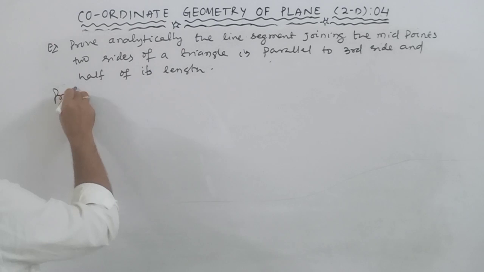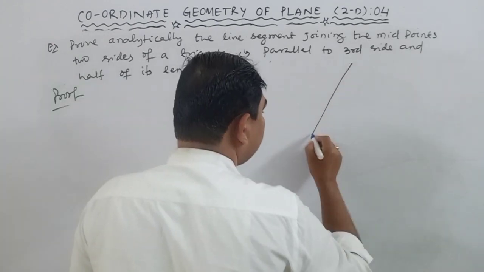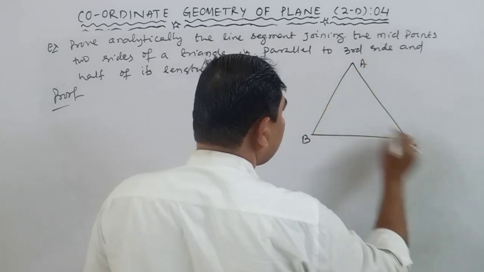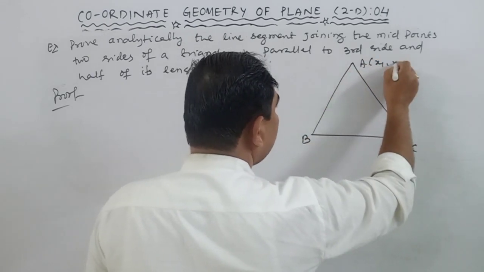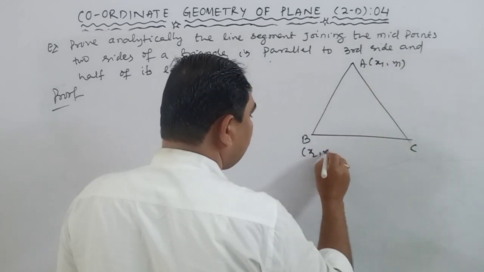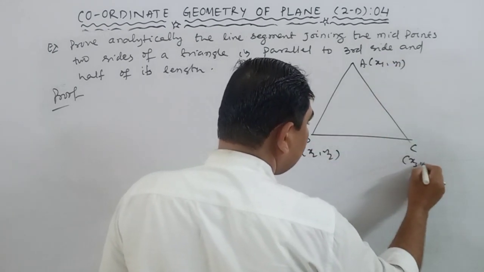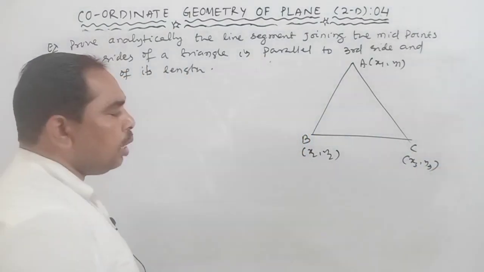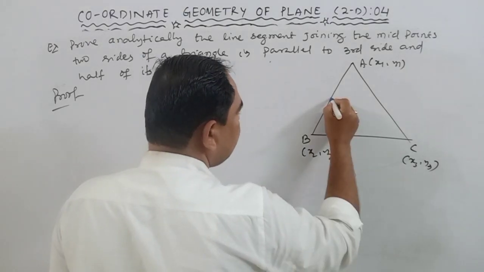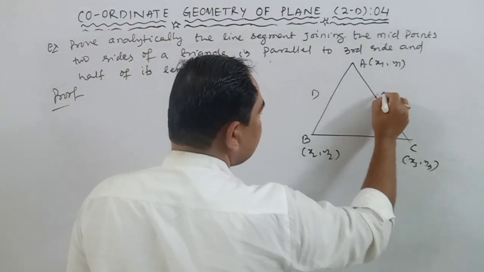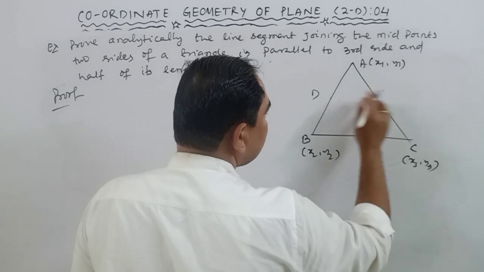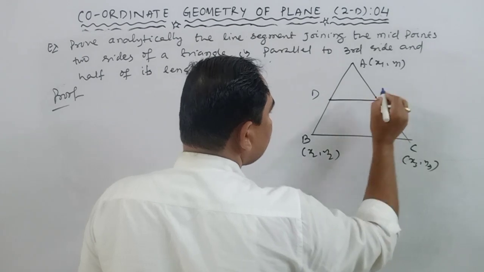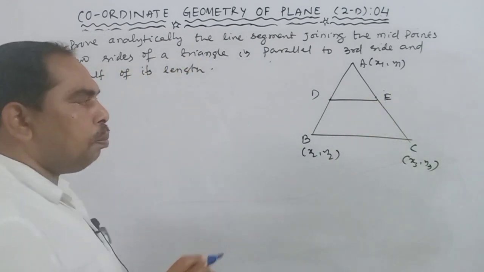Proof. This is a triangle, suppose this is ABC, any triangle. Let the coordinates of A be x1, y1, of B be x2, y2, and of C be x3, y3. Let D and E be the midpoints of the sides AB and AC respectively. This is D, this is E.